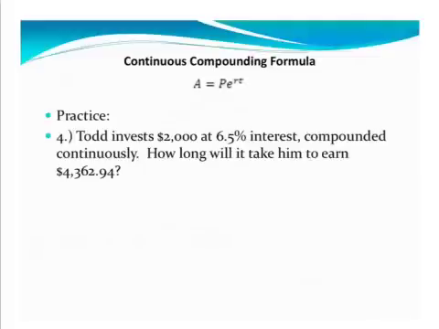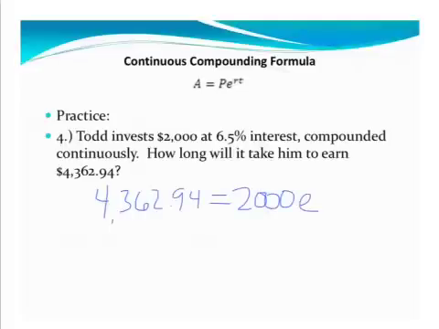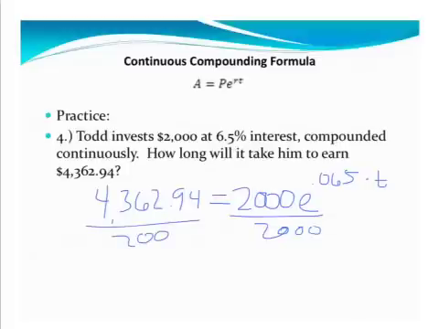Alright, so for this one, I have 4,362.94 equals 2,000 e to the 0.065 times t, because I don't know how long it will take to earn that amount of money. So I'm going to do the same thing, divide by 2,000, and I get about 2.18. That's rounded, so our answer will be a tiny bit off, but it should be pretty close.